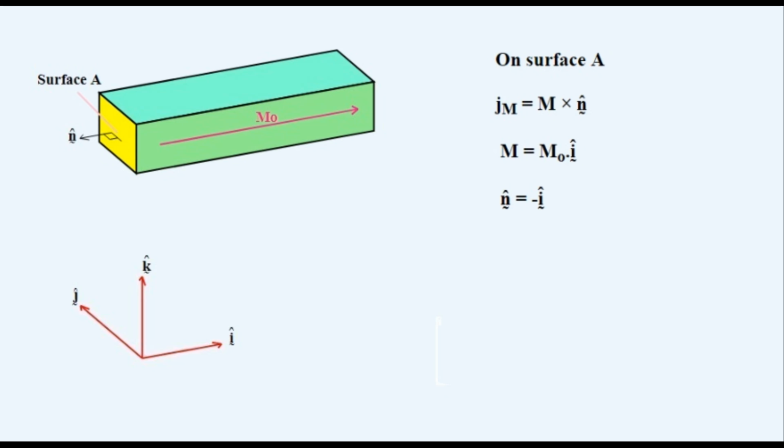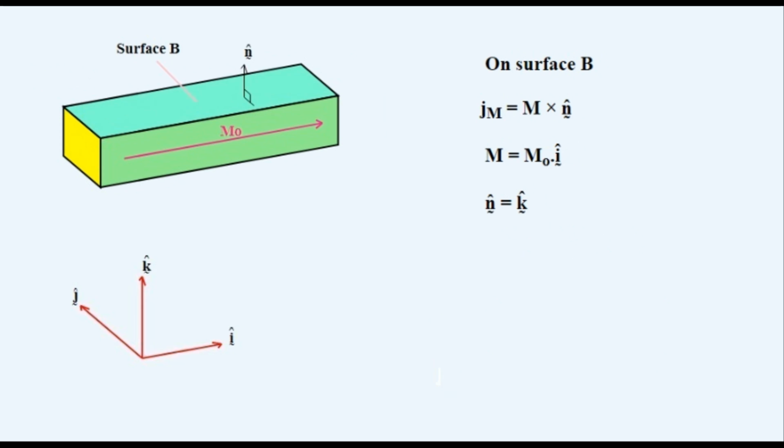And to calculate the surface current for surface B, the first two equations are as before, but the unit vector is now equal to K, pointing upwards. And after substituting these values into the top equation, we get this expression. And using the cross-product rule, we get this result. And this is a picture of how the currents travel on surface B in a negative Y or J direction.